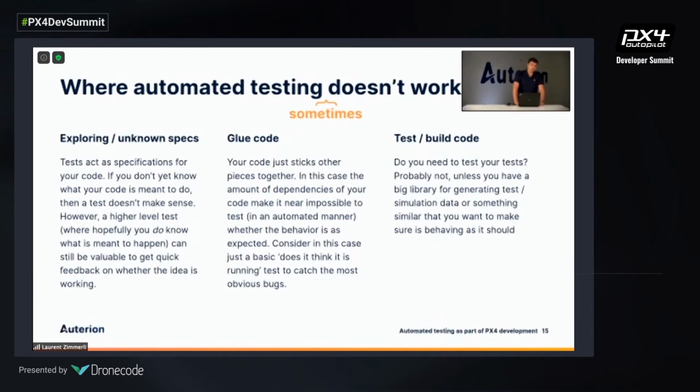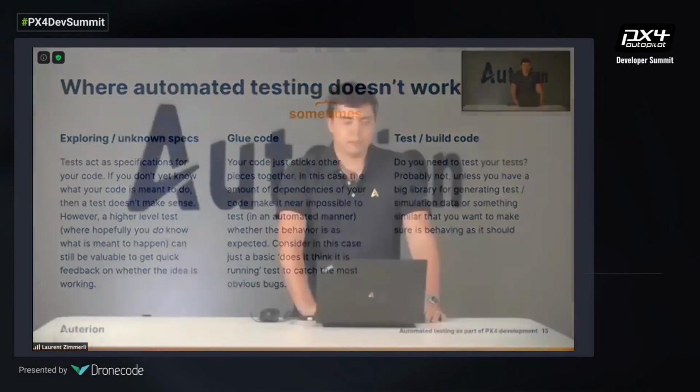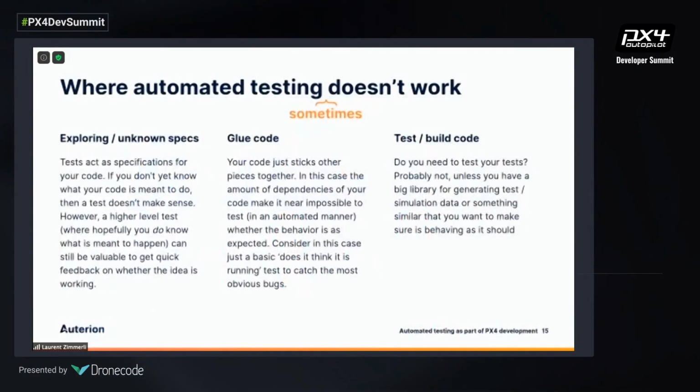Glue code is where you have a bunch of systems and your code just sticks things together. In this case, it can be a lot of pain to set up a test for something like this. I would still recommend having something that you can check that it at least runs and thinks it knows what it's doing, even if you're not 100% sure. Testing, of course, you're not going to catch every single bug, but you should at least try to catch the easy ones. And the last one is your test code or your build code.